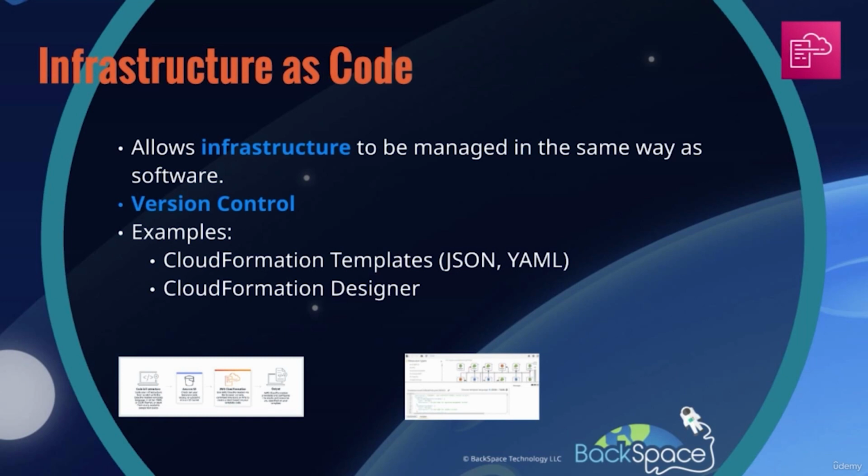Infrastructure as code is a term that you'll hear a lot in AWS in relation to deployment. What it means is that we can define our infrastructure in a text file, and using the CloudFormation command language, we can define very complex architectures. And when we do that, it allows our infrastructure to be managed in the same way that we manage our software. And a big advantage of that is that we can apply version control to our CloudFormation code.